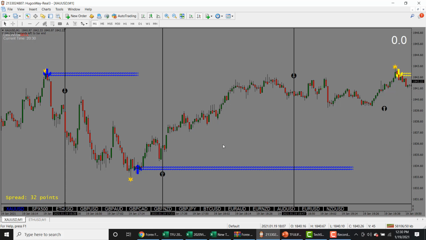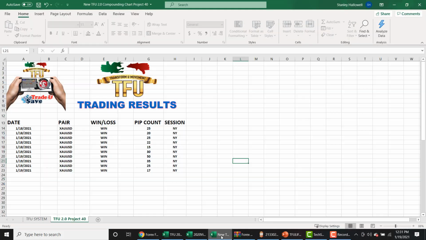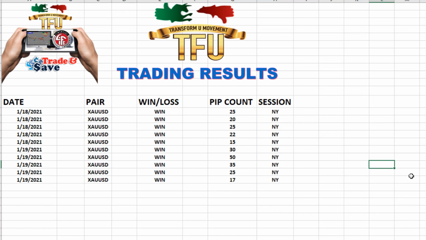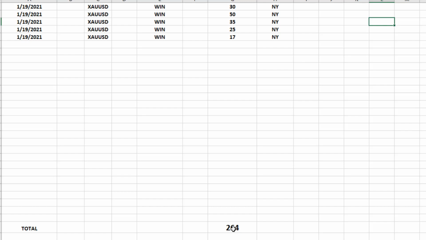So guys, I'm going to share this with you and I'll end this video. This is what we did in the last 2 days of just using this one scalping strategy with the TFU Life system and trading within the zone of that strategy. So yesterday, 1/18, which was Monday, we found 5 trades, and we got 25 on one, 20 on the other, 25, 22, and I think 15. And then today, the market was what? I'll show you guys on the higher time frame because you'll see how we're able to scalp it in the lower time frame. 30 pips, 50 pips, 35, 25, and 17, for a total in 2 days of trading in the 1 minute window scalping. It was right at 265 pips, guys.